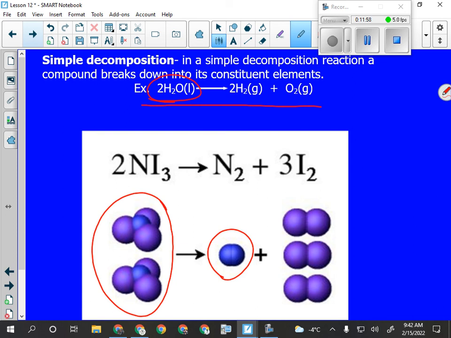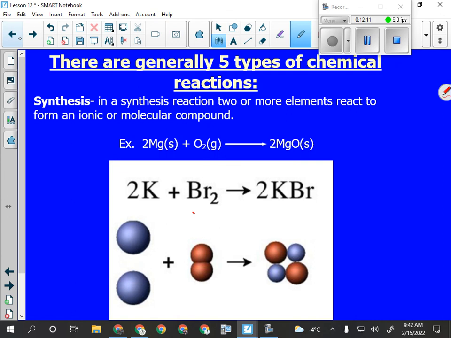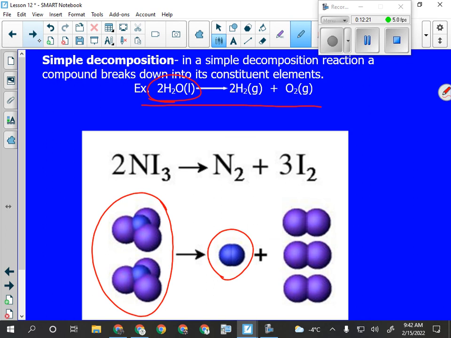Okay, now something that we're starting to see here is that some elements, when they're by themselves, form molecules, and some don't. If we go back to the last reaction, when bromine is by itself, it's a molecule, but when potassium is by itself, it's individual atoms. And when we look here, similar, right? Nitrogen forms molecules, iodine forms molecules, oxygen and hydrogen form molecules when they're by themselves. These are what we call the molecular elements.